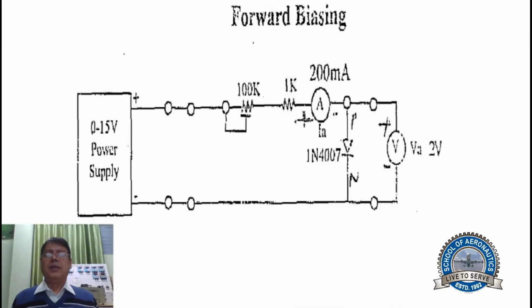Diagram. Forward biasing. The positive supply is connected to the diode in series with an ammeter, a 1K resistance and a 100K variable resistance. The voltmeter is connected across the PN junction diode. The P side is connected to the positive of the voltmeter and the N side is connected to the negative of the voltmeter. In this configuration you can see the P side is connected to the positive of the supply and the N side is connected to the negative of the supply. This way you can say it is forward biasing.